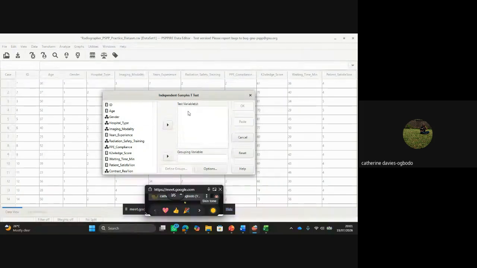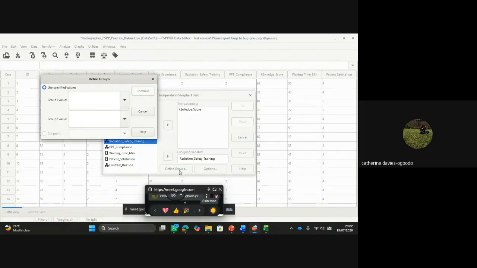Now this place that says Test Variable is your scale data, which in our case is our knowledge score, because that's the variable that is being tested. So we're going to put our knowledge score in the test variable. Then the grouping variable is your categorical data, and in this case is radiation safety training. You're grouping them into people that said yes to taking the safety training and people that said no to taking the safety training.